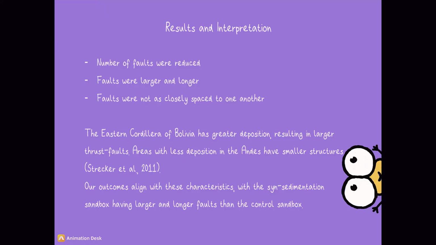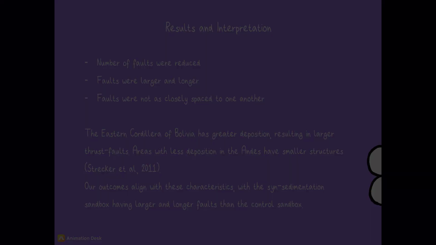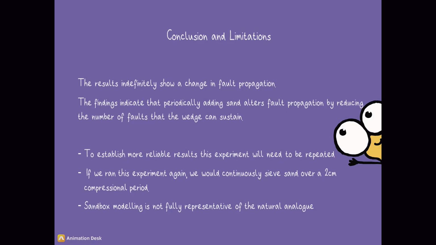Strecker states that the eastern Cordillera of Bolivia has a greater spread of deposition to other areas of the Andes. This resulted in larger frontal faults in contrast to areas with less deposition, which consequently have smaller structures. The outcomes of our experiment portray similar characteristics, with the syn-sedimentation sandbox having larger and longer faults than the control sandbox. The results indicate a change in fault propagation.